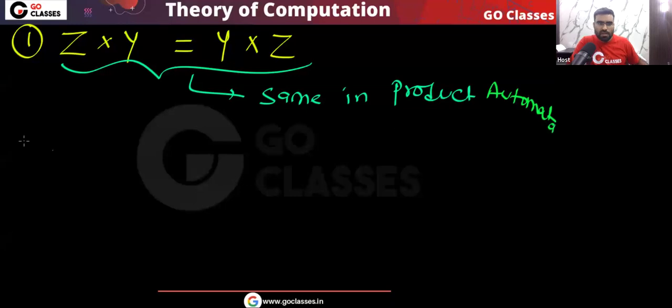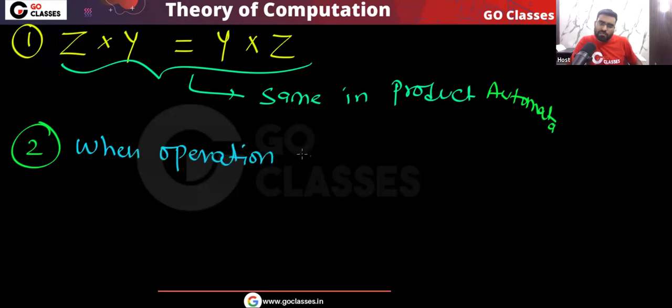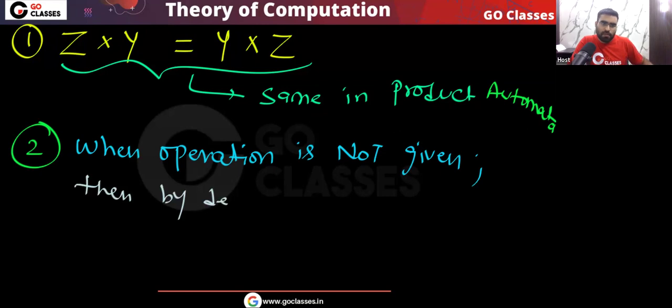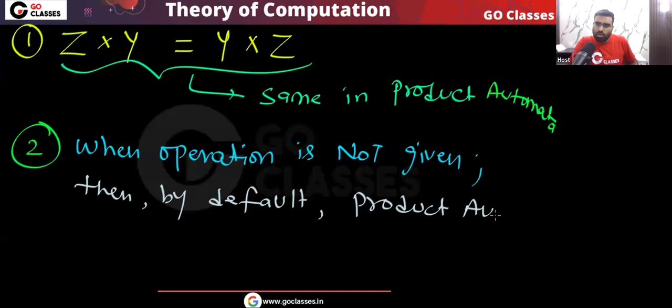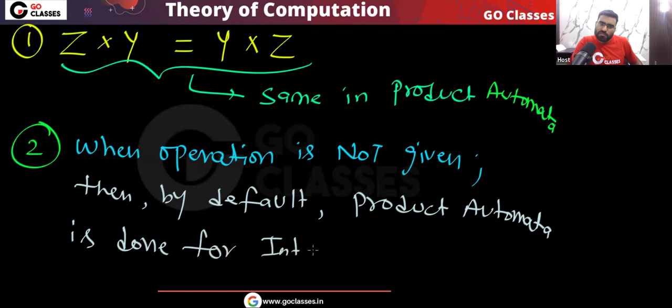This is the first thing. The second thing, remember, when the operation is not given, then by default the product automata is created for the intersection operation. If the operation is not given, then by default this product construction is done for the intersection operation.